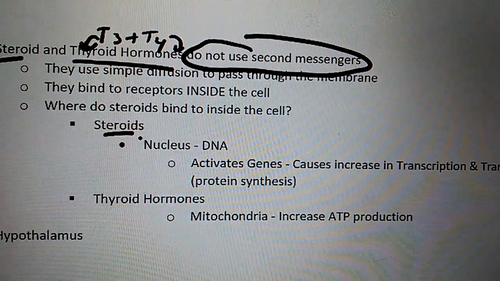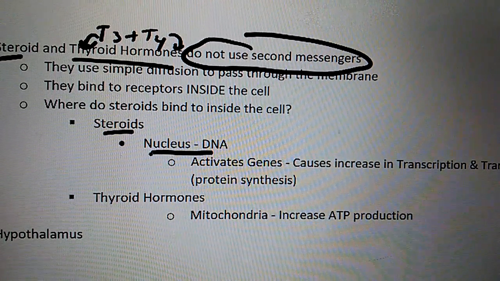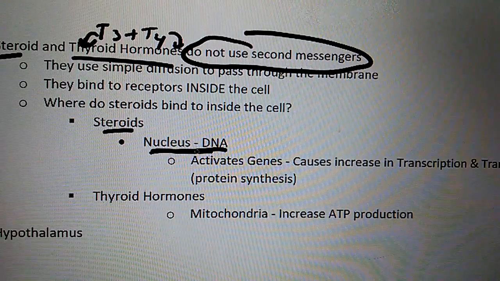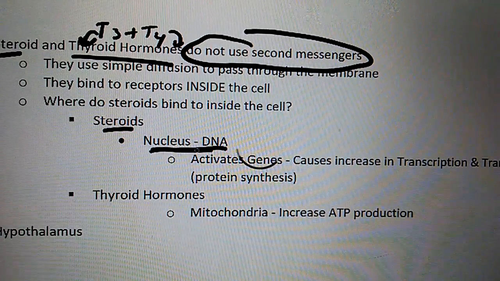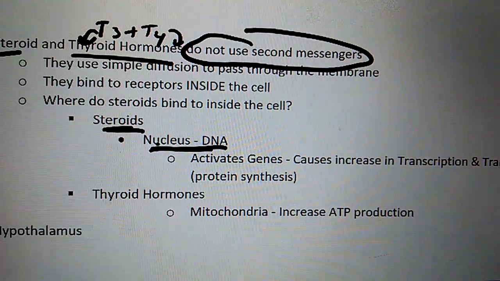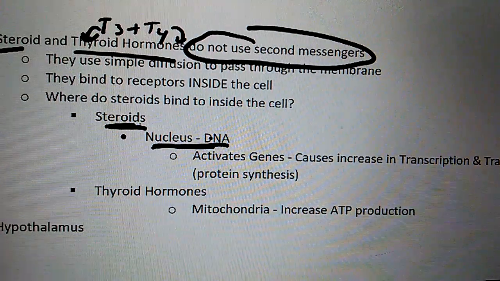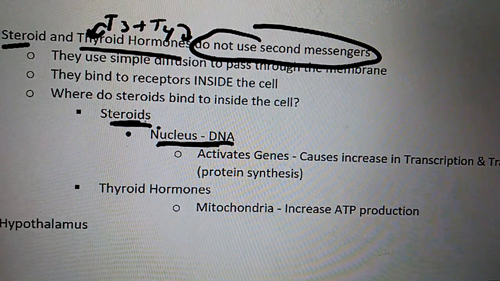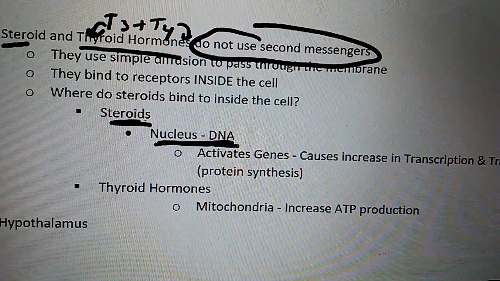Where do steroid hormones bind? To the nucleus. Where are receptors for steroids? Nucleus. We could also say DNA. So if I said, are there steroid receptors in the nucleus? You'd say yes. If I say, are there steroid hormones in DNA? You'd say yes. Now, it's not going to be that simple, because obviously this is college level. But if I said to you, where is a receptor for steroid hormones? You could say the nucleus. You could also say DNA.